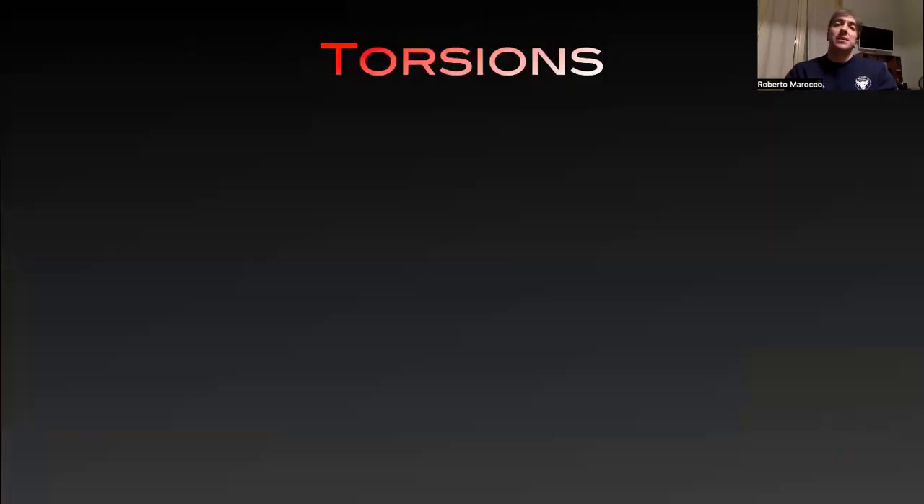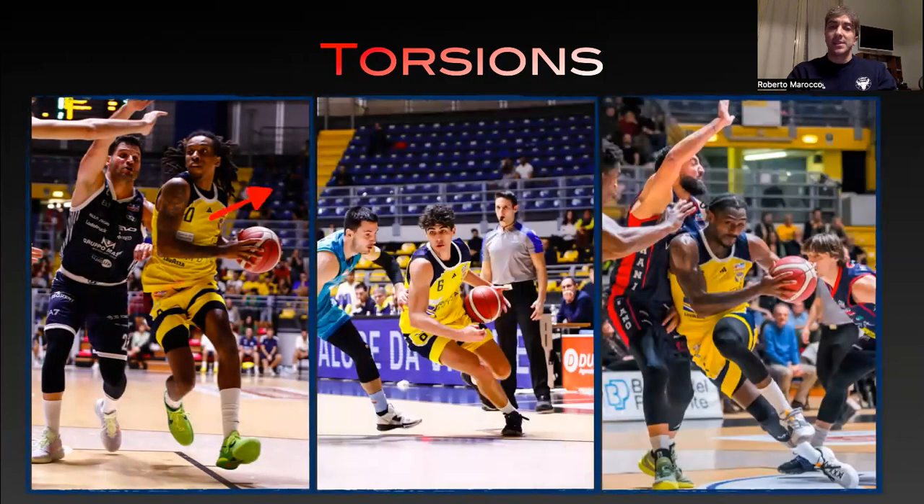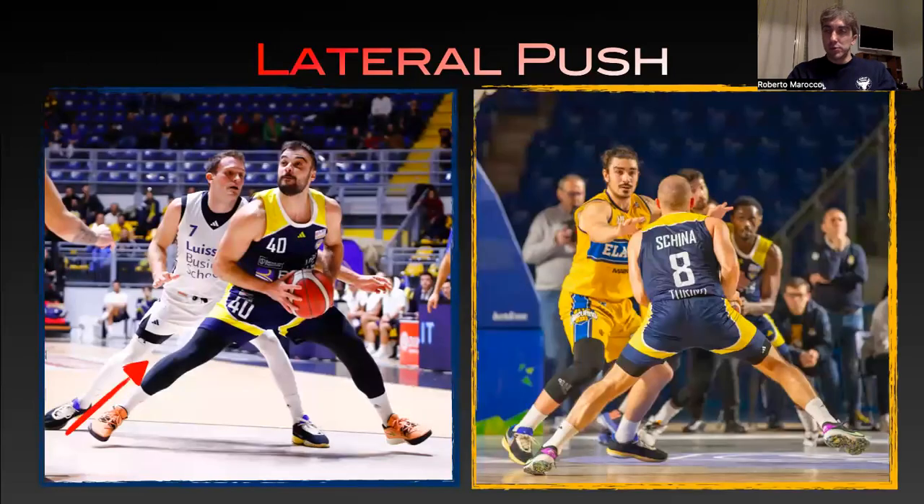Another important aspect is torsions. A lot of times you can see the basketball player's lower body moving in one way and the upper body in another. For example, to protect the ball from the opponent, you can see hips in one direction and shoulders and trunk in another direction. Another aspect we can see really often is the lateral push. We used to do that in defense, but as you see in these pictures, also in offense to get more space from the opponent.